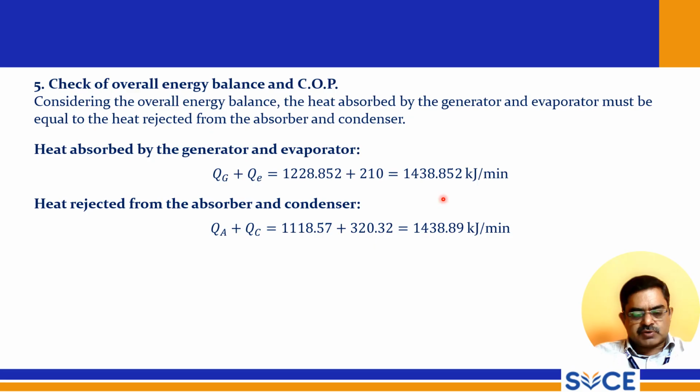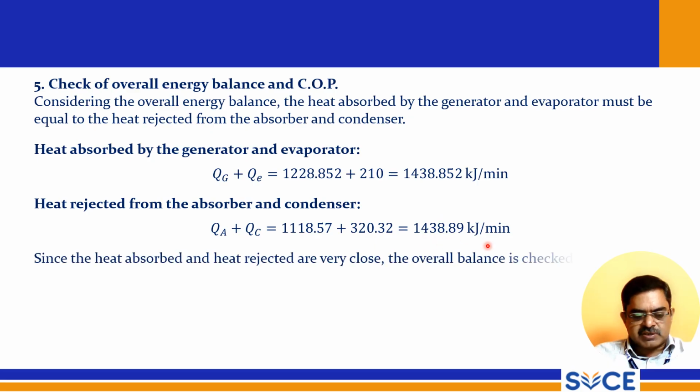So heat rejected from the absorber and condenser, Qa plus Qc, equal to 1118.57 plus 320.32. That is 1438.18 kilojoules per minute, a very similar value. Since the heat absorbed and heat rejected are very close, the overall balance is checked. So here both are almost the same. Both are checked here. The overall balance is achieved here.